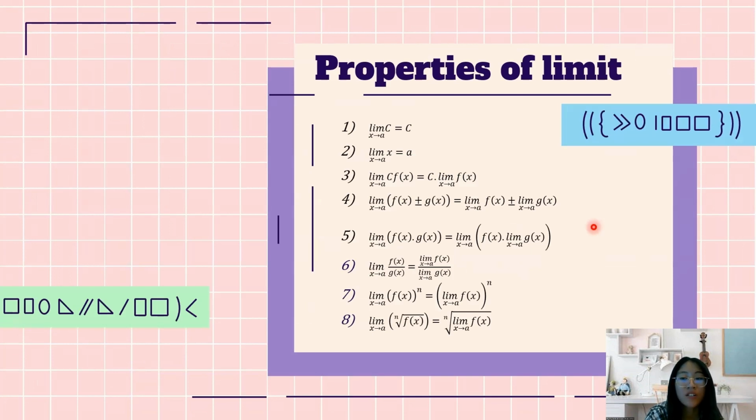So this fifth property is the same idea as the fourth property, and instead of adding or subtracting, we have multiplication here. So if we have a limit as x goes to a of the product of two functions being multiplied together, we can find the limit as x goes to a of each of those things individually and then multiply the results of each of those limits after the fact.